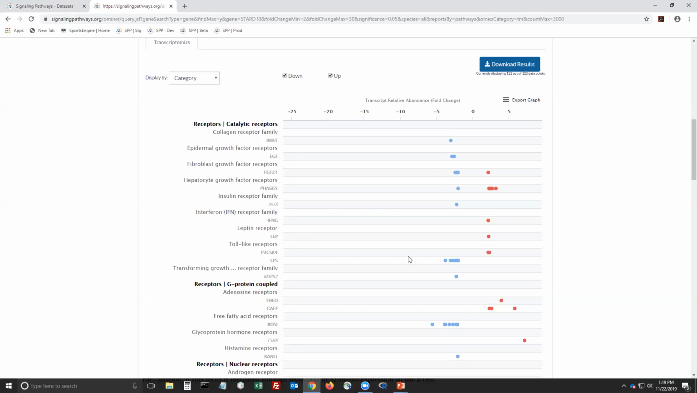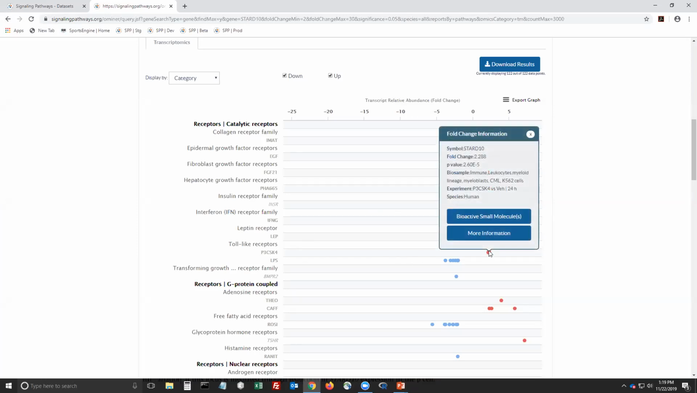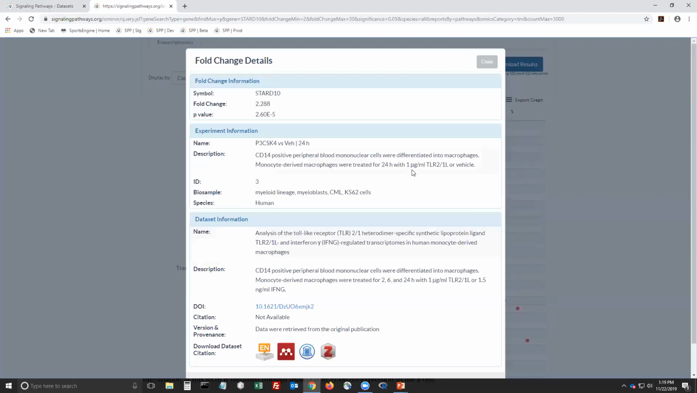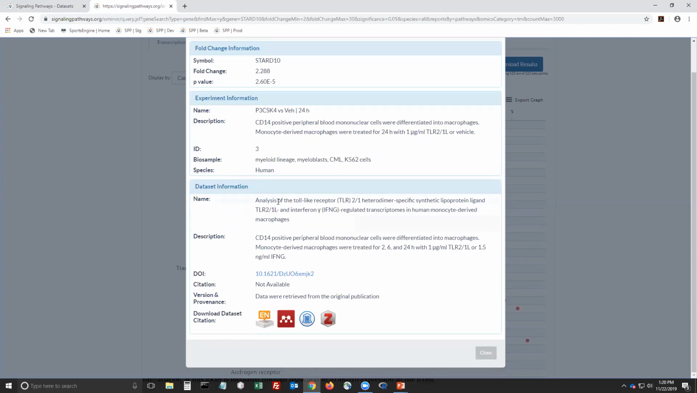Additionally, what you can see from these data points, down here on the More Information button, is the experimental and dataset information for that fold change. So you get the experiment name, which is the treatment versus vehicle here, a description of what was actually done, the biosample, the species, and you can see what data set that experiment was a part of.